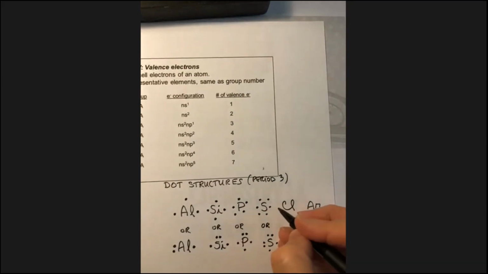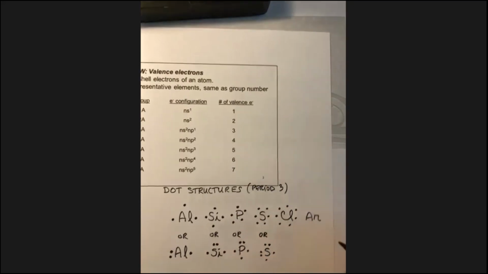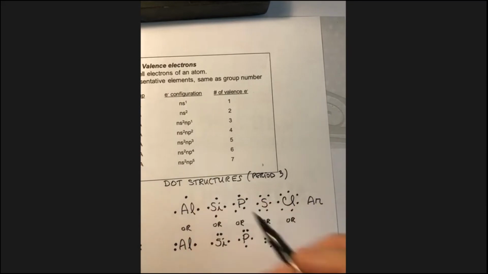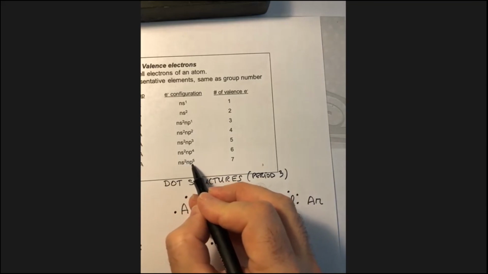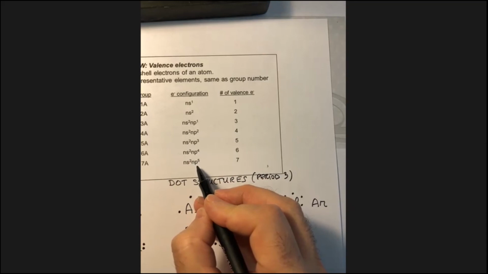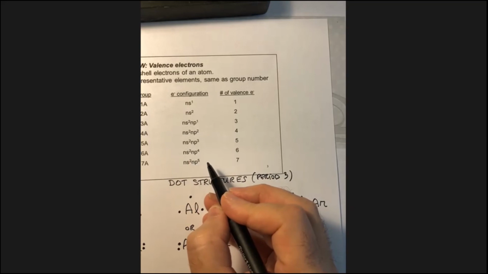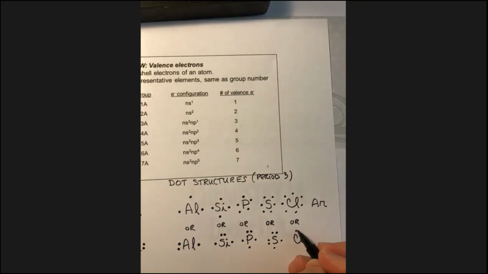Next comes chlorine. I would put 7: 1, 2, 3, 4, 5, 6, 7. Or again, if I want to represent the configuration, I have 2 in the s orbital, and then from the 5 electrons in the 3p subshell, 2 of the orbitals would have pairs of electrons, and 1 of them would be by itself. So maybe I'll just do 1 pair for the s, 1 pair for one of the p orbitals, 1 pair for another p orbital, and then that one.